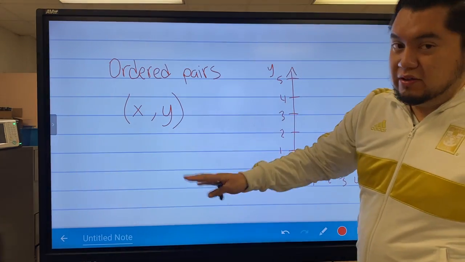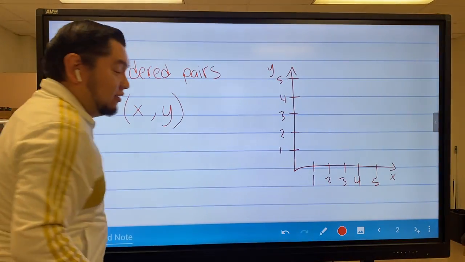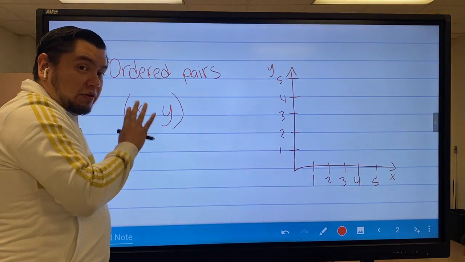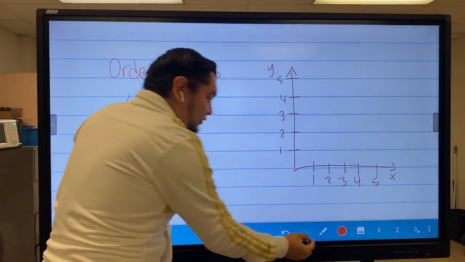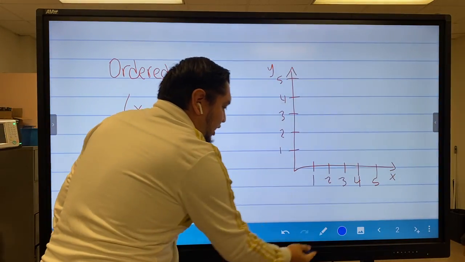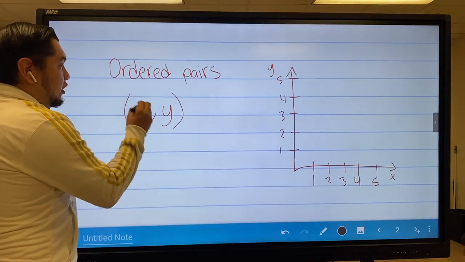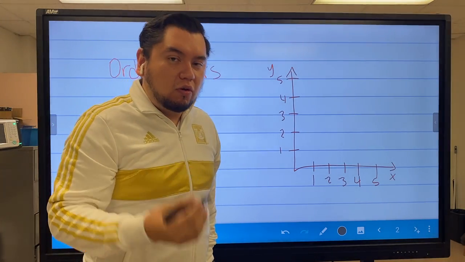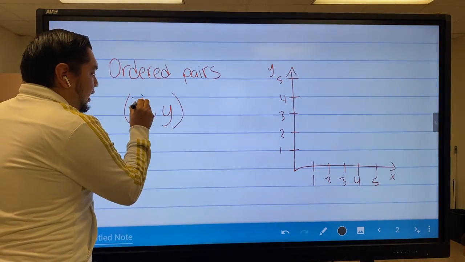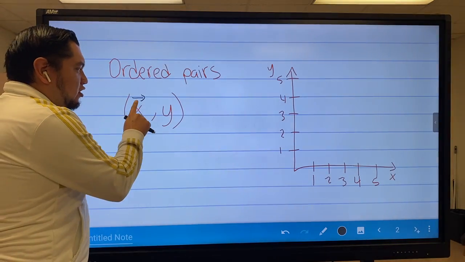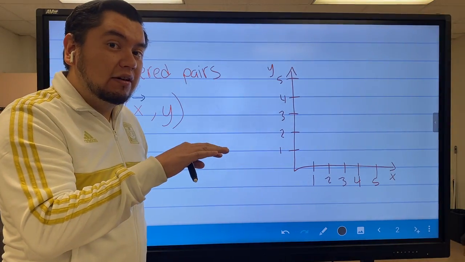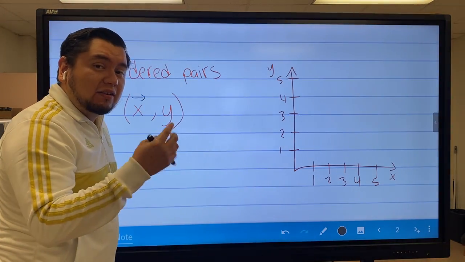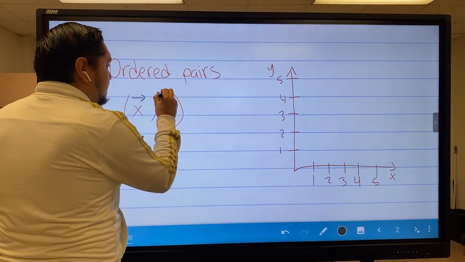So the ordered pair, this is where the x-axis and the y-axis come in handy. The first value in an ordered pair, the first number, and I think Miss Murray already told you this, is called your x-coordinate, and you move to the right. Anytime you see an ordered pair, just put a little arrow facing towards the right. And the y-coordinate is going to tell you to move up.